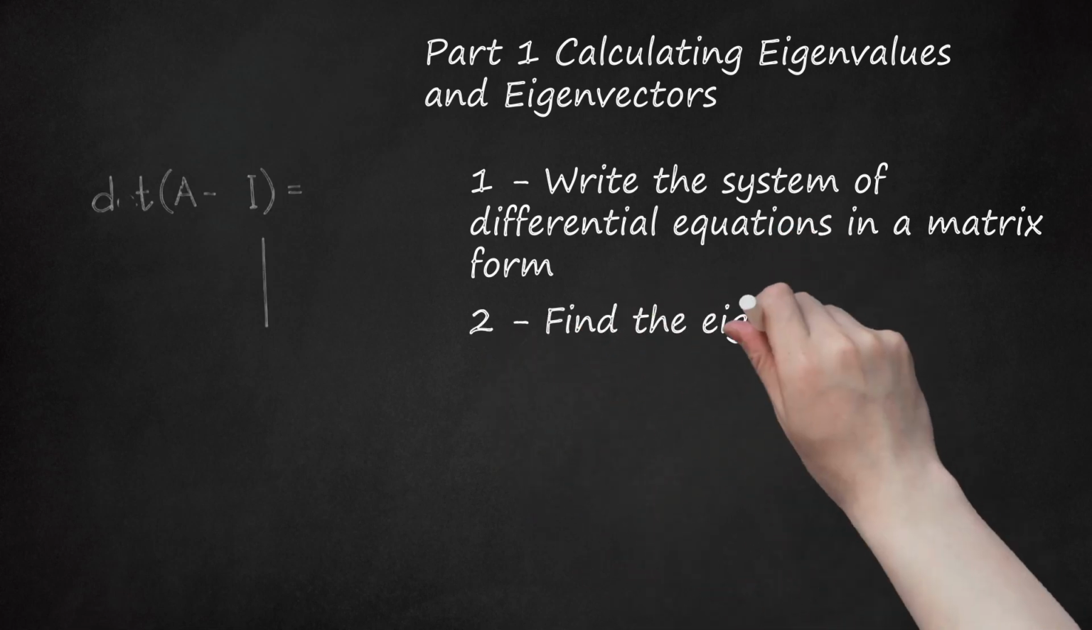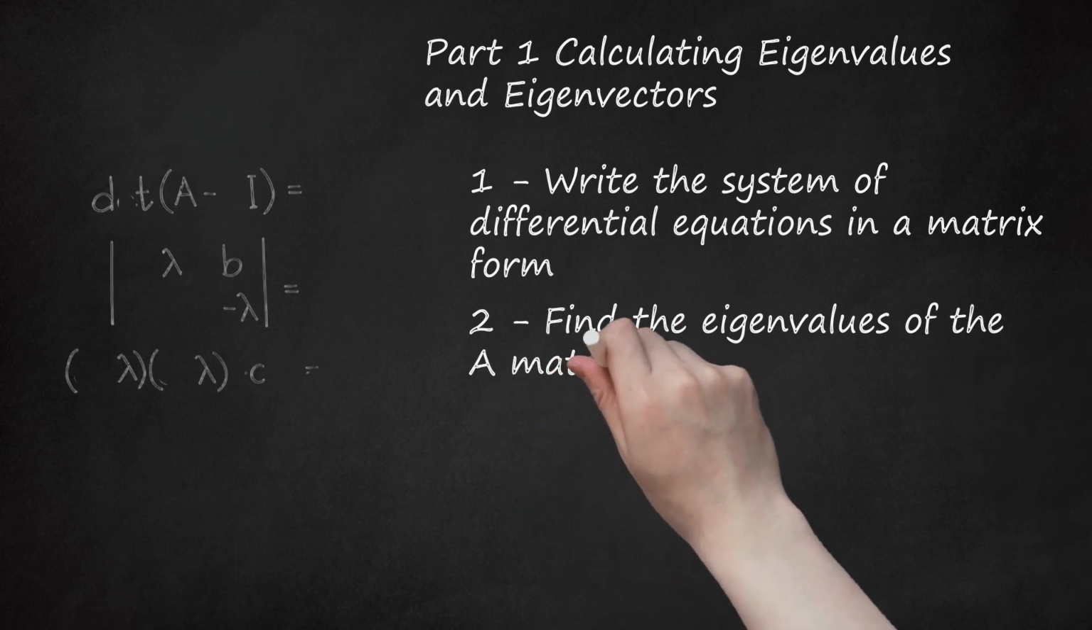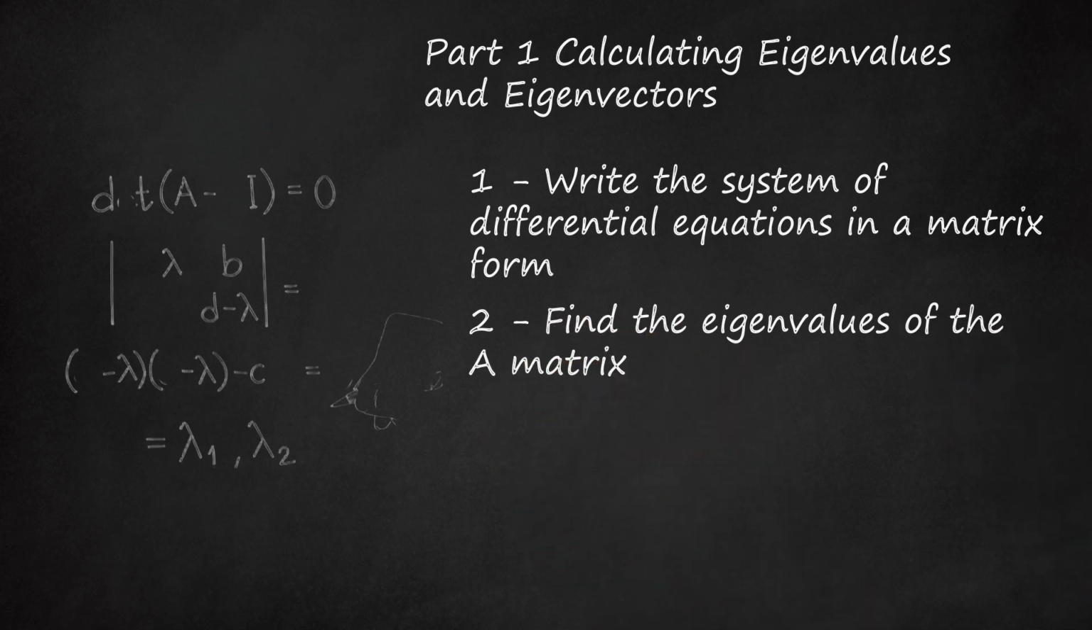2. Find the eigenvalues of the A matrix. When solving for the determinant of the 2 by 2 matrix, a quadratic equation is obtained. The two solutions of the quadratic equation are the two eigenvalues of matrix A. The solutions will be one of three cases.